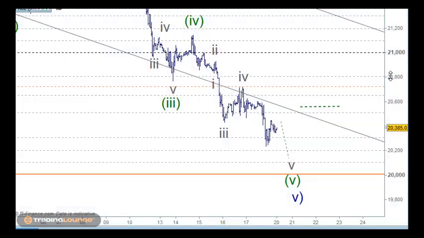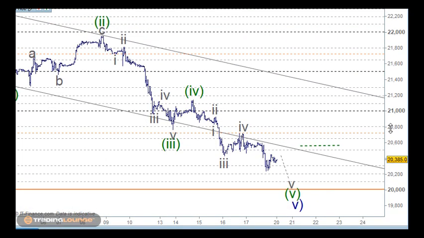So we're getting there. It's been a bit of a journey, but we've had quite a nice trend within all of this. So yeah, let's see how we go.